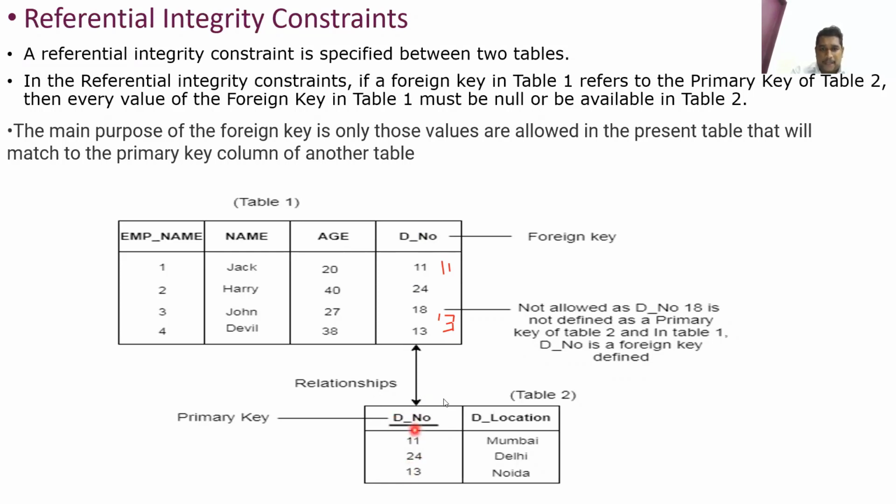It should be atomic, it should not be duplicate data. Here the employee number is the primary key for this relation, but the department number should be the referential key for this relation. Based on this department number, you can join these relations. I hope you understand.